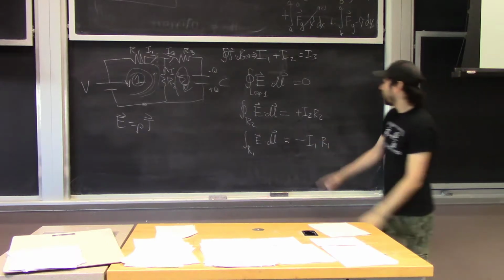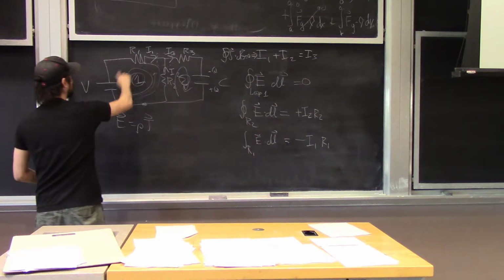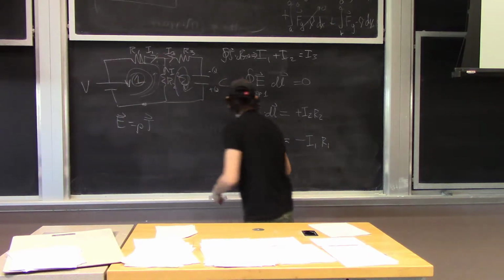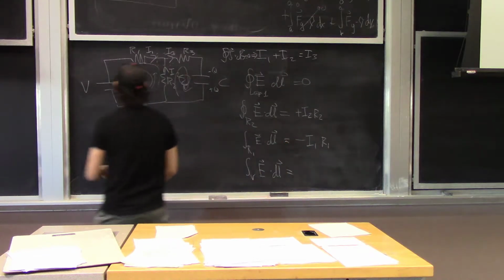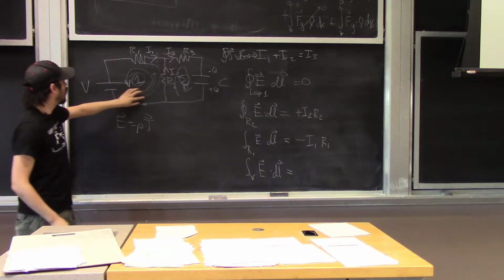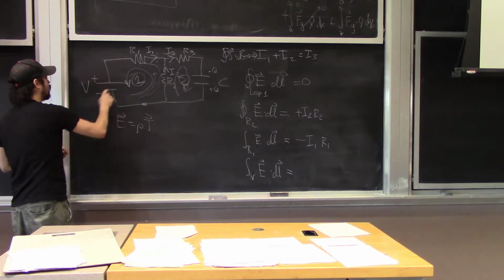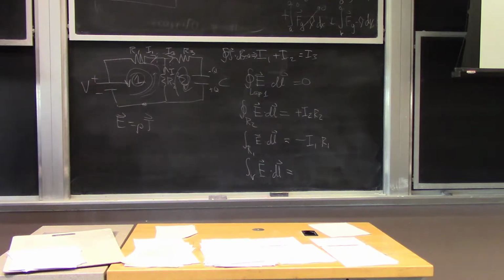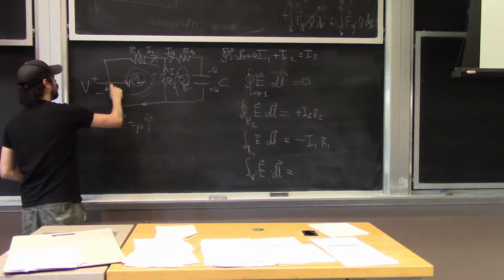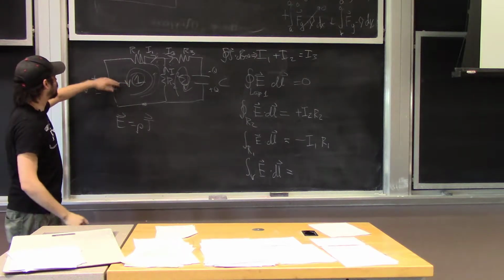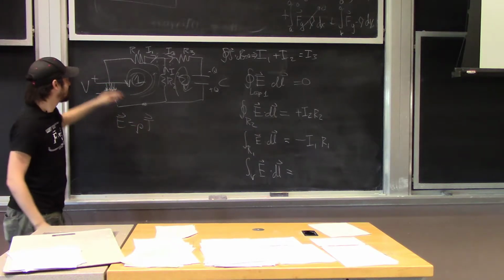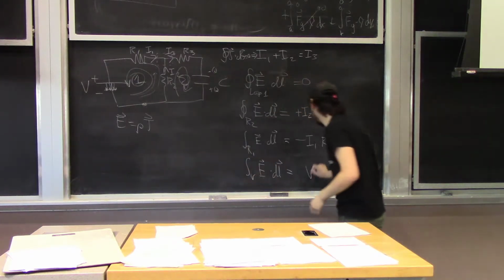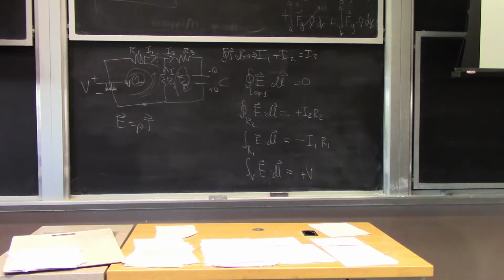Okay, so now the last piece that we need to complete this whole loop is to do the integral over the battery of E dot dl. This is going to be the positive side of the battery, this is the negative side of the battery. We know that the electric field points from positive to negative, so the electric field points this way. And so when I get to this battery and I integrate across it, the dl is the same direction as the E, and so this is a plus phi.